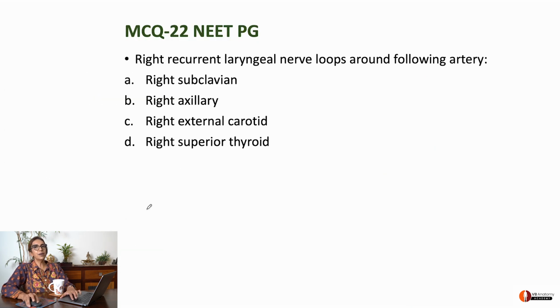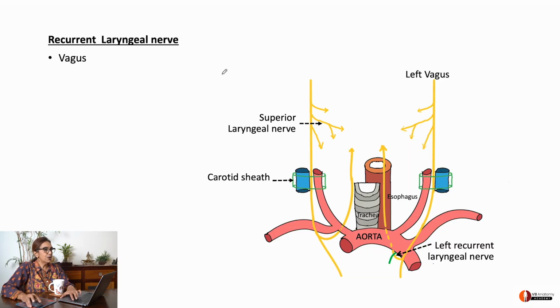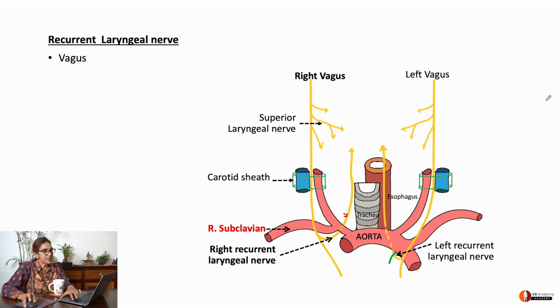Moving on to MCQ 22, which is coming NEET PG. Right recurrent laryngeal nerve loops around the following artery. Right recurrent, does it loop around right subclavian, right axillary, right external carotid, right superior thyroid? Right subclavian, very simple. Yes, A is the answer. Take a look. Now this is your right vagus, and therefore this has to be your right recurrent laryngeal nerve. You can see that it is looping around right subclavian. Use this image to understand how your left recurrent laryngeal nerve loops around the arch of aorta.